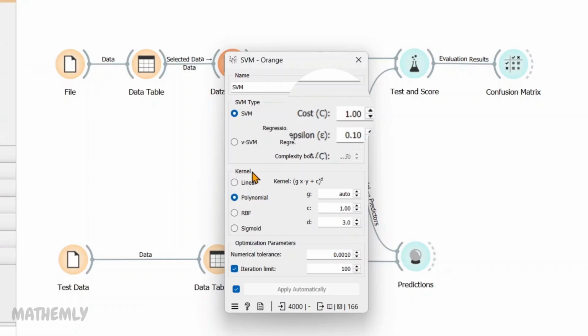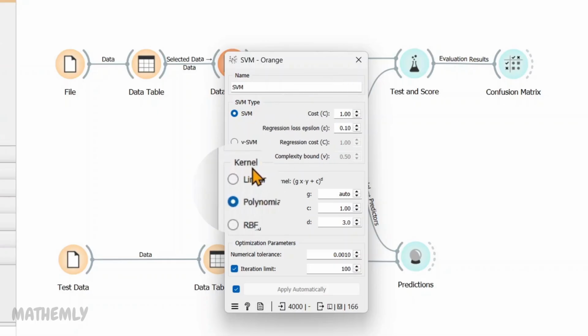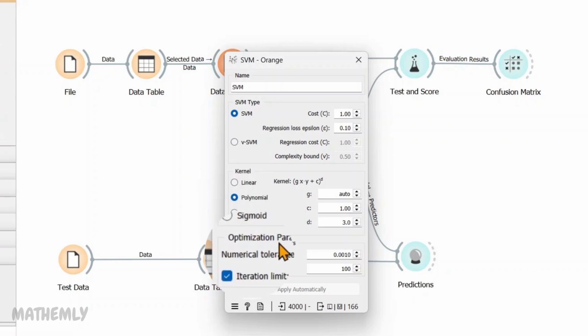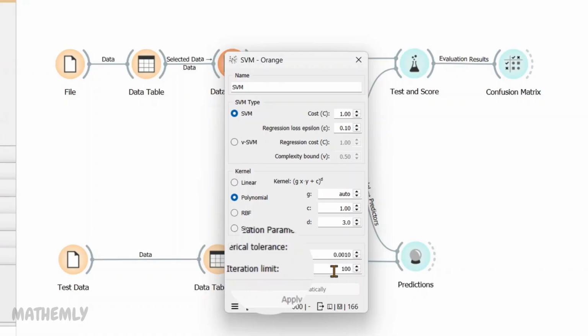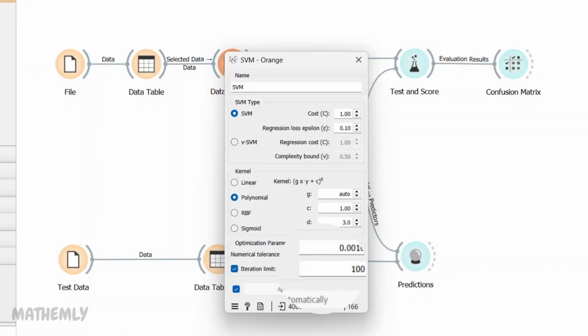The kernel trick allows SVM to work in a higher dimensional space without explicitly transforming the data. I have selected the polynomial kernel, and this kernel is effective when relationships between features are nonlinear. Let's take a look at optimization parameters. Numerical tolerance is 0.0010. This controls the precision of optimization. Lower values make it more precise but computationally expensive. Iteration limit is 100. This limits the number of iterations to prevent excessive computation time.